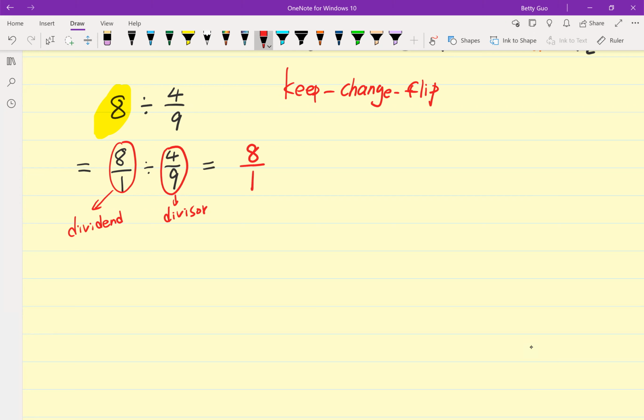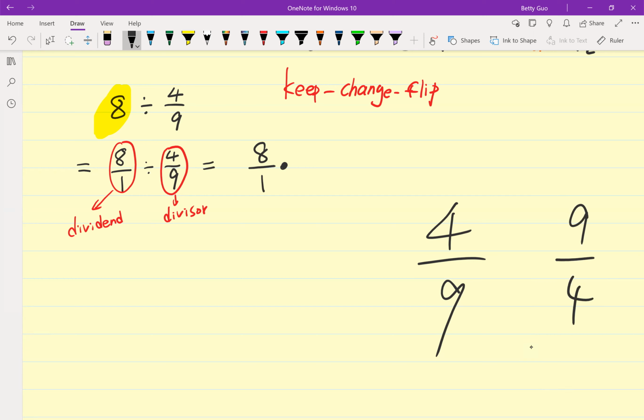You're going to keep the first fraction, 8 over 1. And then you will see the division symbol, right? You're going to change the division symbol to a multiplication symbol. And then you would see the divisor, 4 over 9, and you're going to flip it. Flip a fraction means you take the reciprocal of the fraction. What is flip 4 over 9? You interchange the top and the bottom. You have 9 over 4. Okay? So you keep, change, flip.